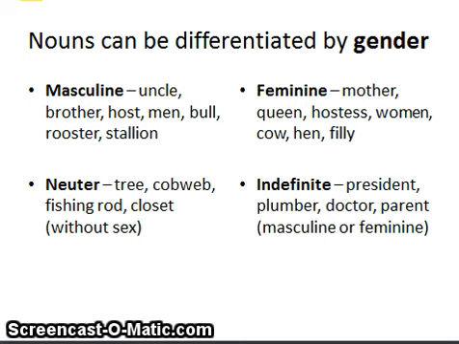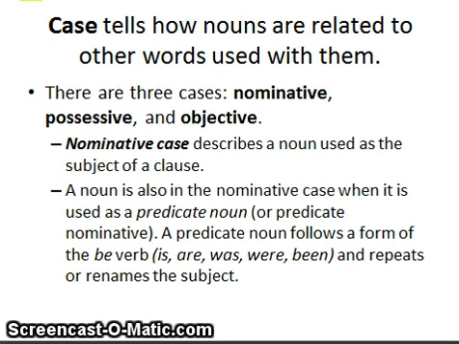And some are indefinite in that they could be masculine, they could be feminine. Titles like president, occupations like a plumber, a doctor, a family role like parent could be used to describe either your father or your mother. Okay, so it's the word parent in and of itself, indefinite, no definite gender.